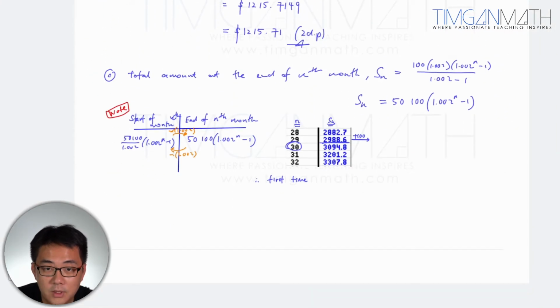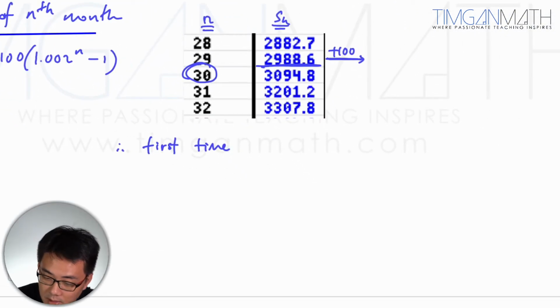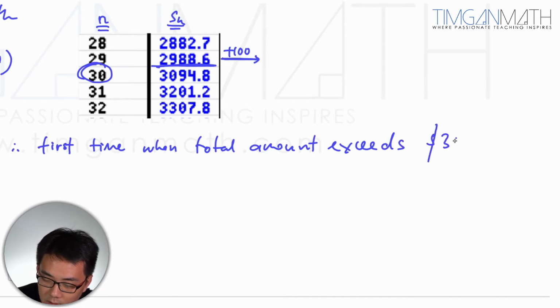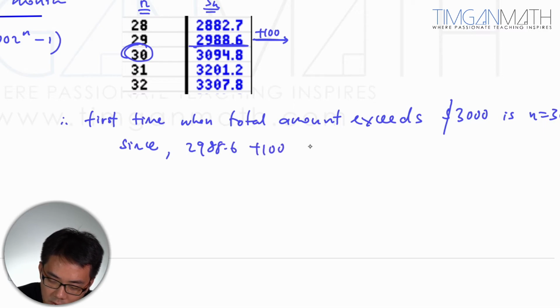find first time when total amount exceeds 3,000, it is the 30th month. n equals 30, since 88.6 plus 100 is equal to 3,000 and above.